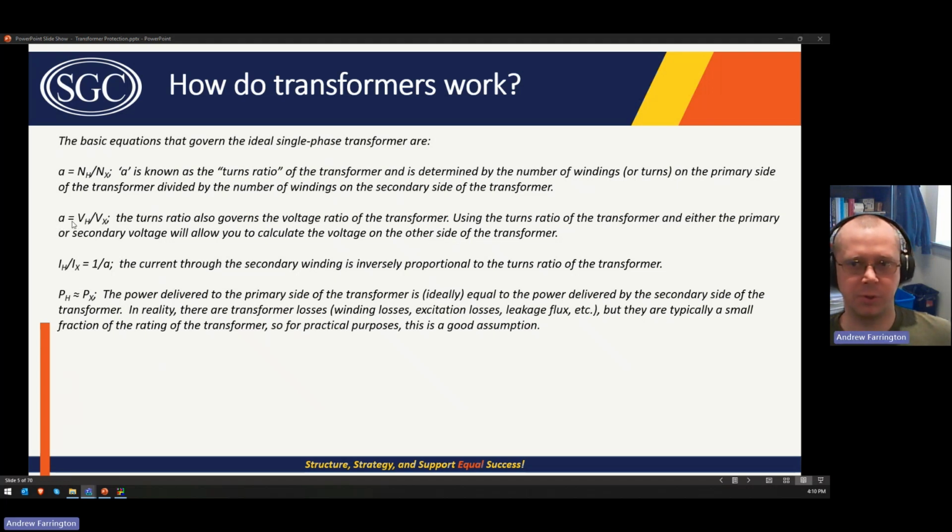A is also equal to the voltage on the high side of the transformer divided by the voltage on the low side of the transformer. So these two numbers are equivalent. So if you have a transformer with one winding on the high voltage side, which I guess it would be not high and low voltage, but you understand what I mean. If you have one winding on the high voltage side, one winding on the low voltage side, the turns ratio is 1. If you put in 5 volts on the high side, you'd get out 5 volts on the low side. So those are just correlated linearly.